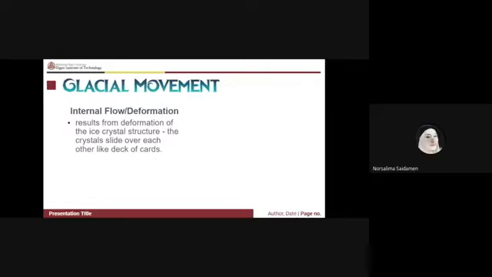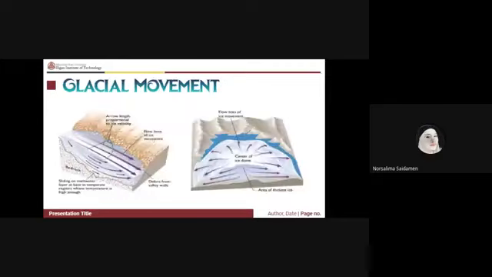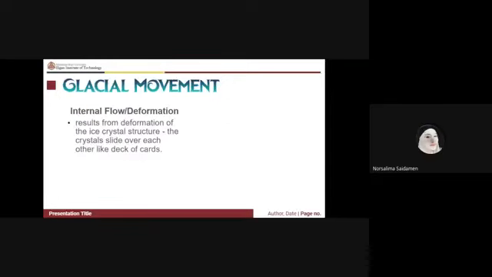Now we have the internal flow or deformation. It results from the formation of the ice crystal structure. The crystals slide over each other like a deck of cards. So this is how a glacier moves by internal flow or deformation.